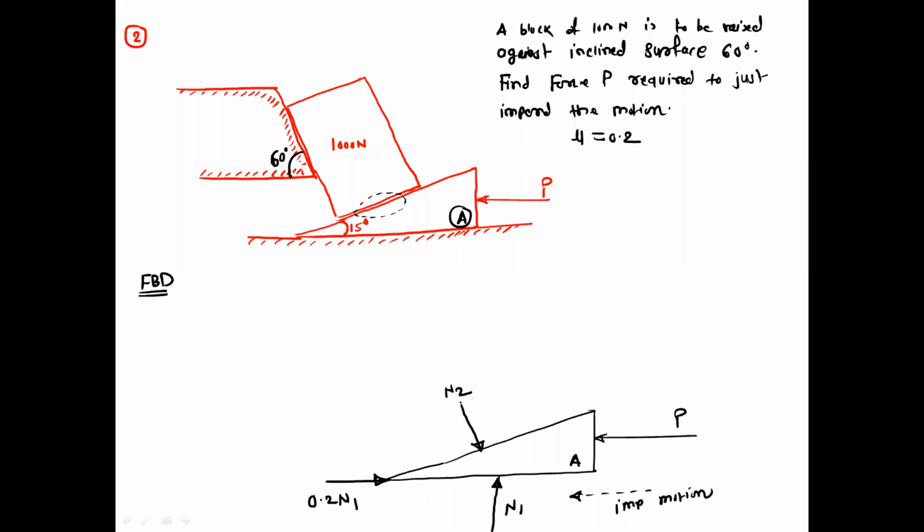So this N2, it is inclined to x-axis. So this angle will be 90 minus 15, so it is 75 degree. And there will be friction force along this surface. So this is the friction force. The angle of this friction force, it will be 15 degree. It is the same angle for this inclination. So this is equal to 0.2 into N1.